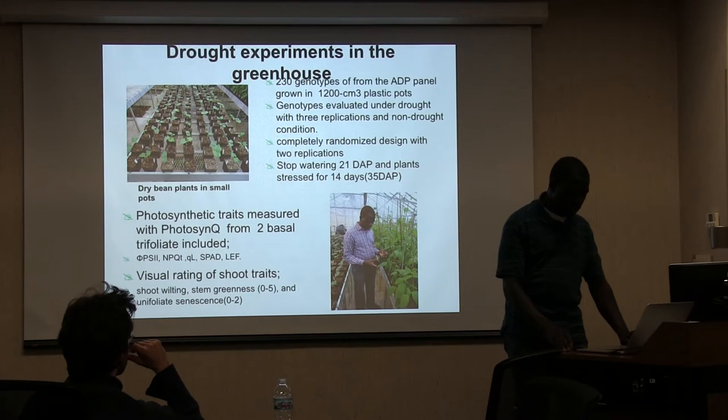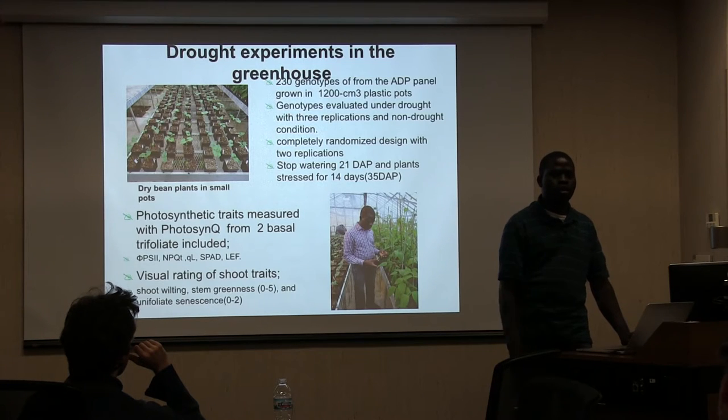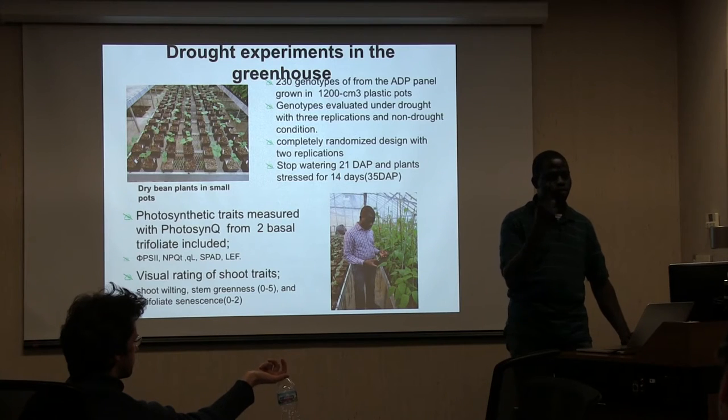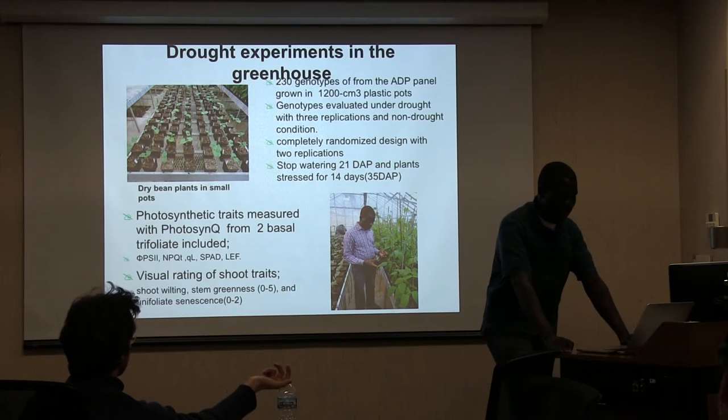Most times I start taking my measurements from around 9, and the latest I can go is around 1 or 2. For this many genotypes, with two leaves per plant, it can be so hectic. But that's what I've been doing.